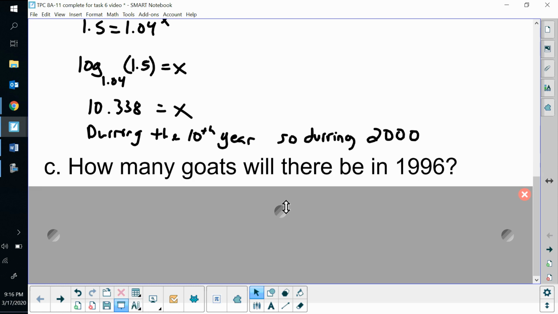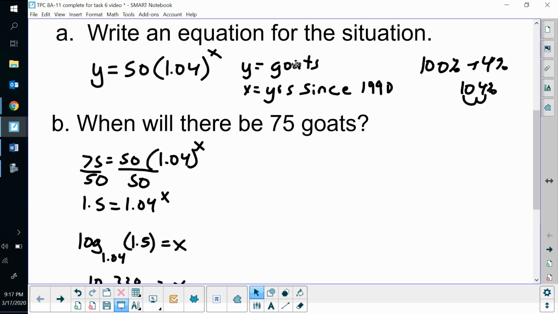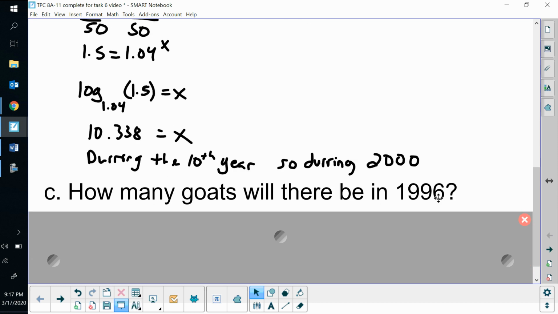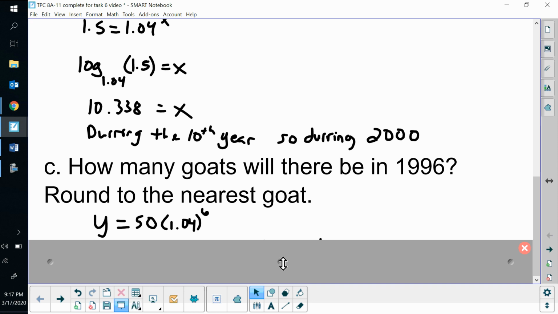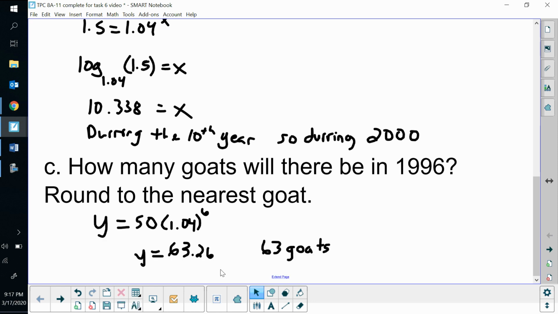And then another follow-up question, what if we said how many goats will there be in 1996? Well, we don't know the goats, and the goats was the y. So we should know the x. Since x is years since 1990, we're going to be working with x equals 6. So we would put 6 in place of the x value. We'd type that into a calculator page. I said equation, but just the right side of the equation. We'd get 63.26. We're going to round to the nearest goat, so we have 63 goats.